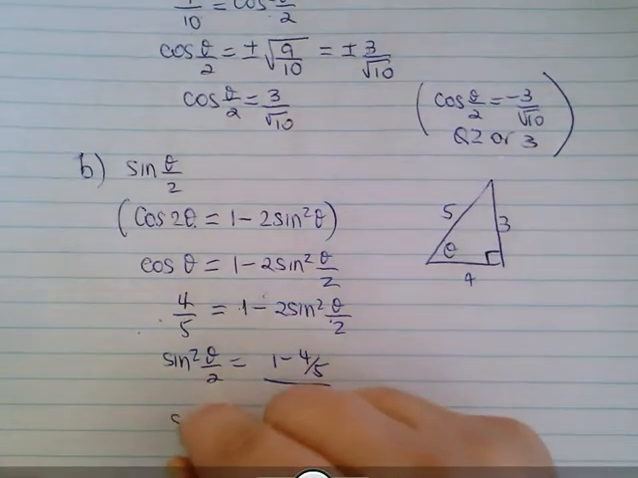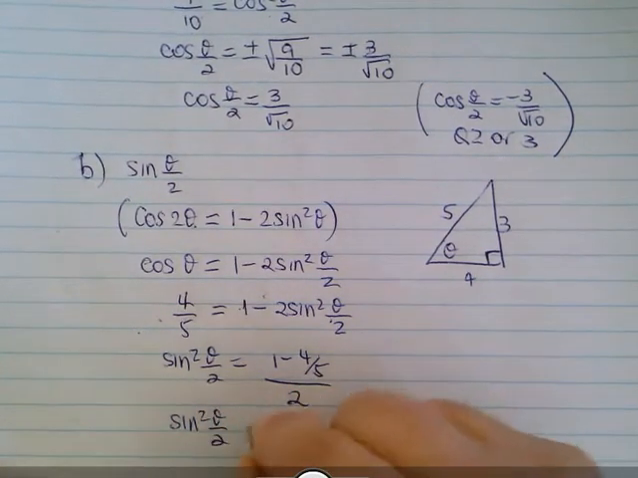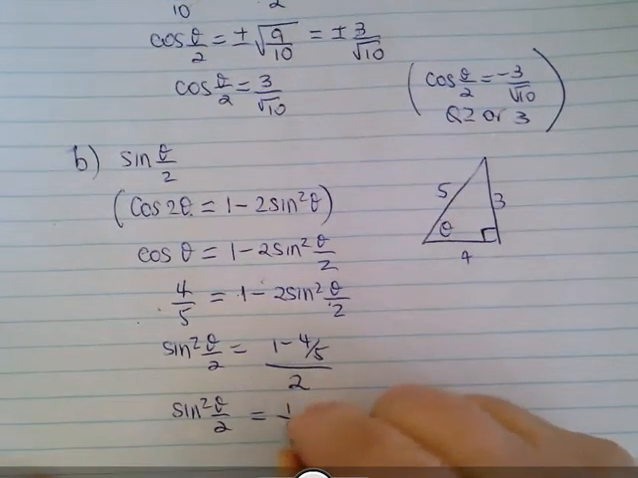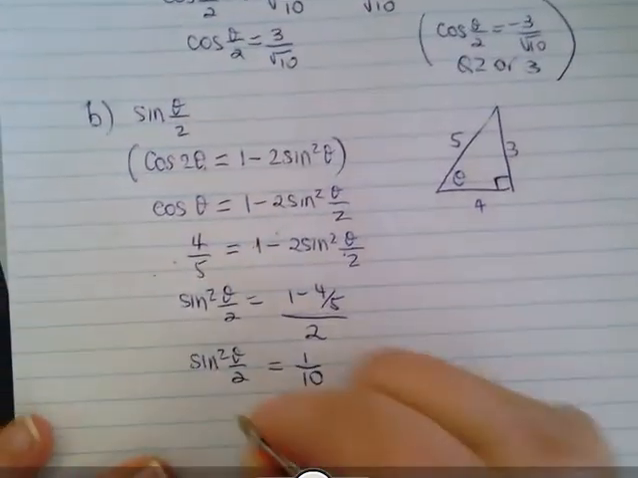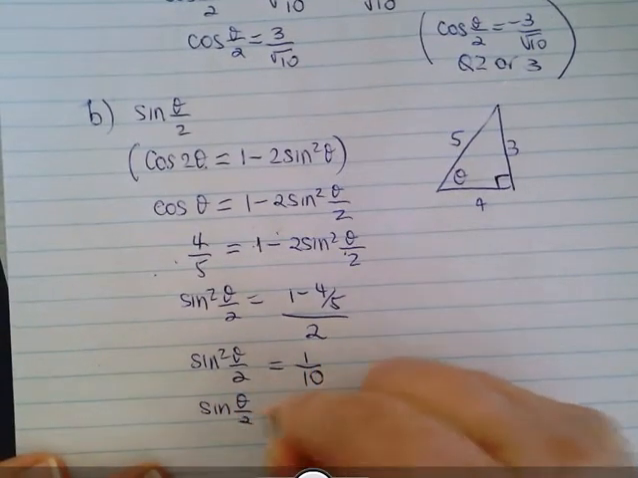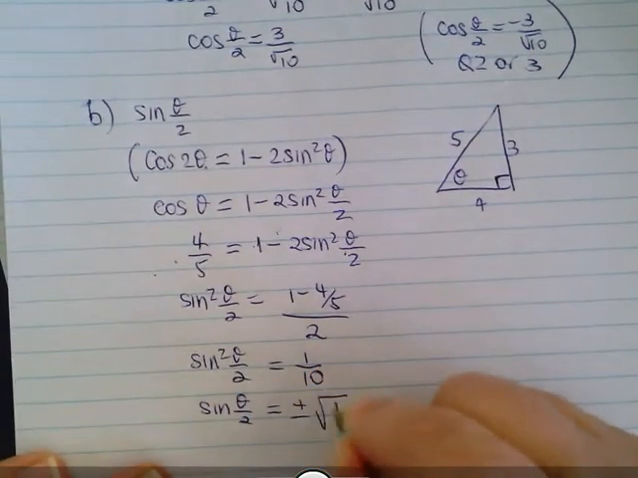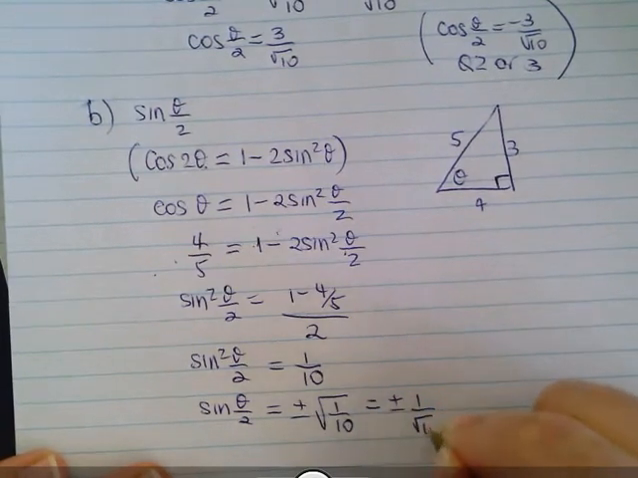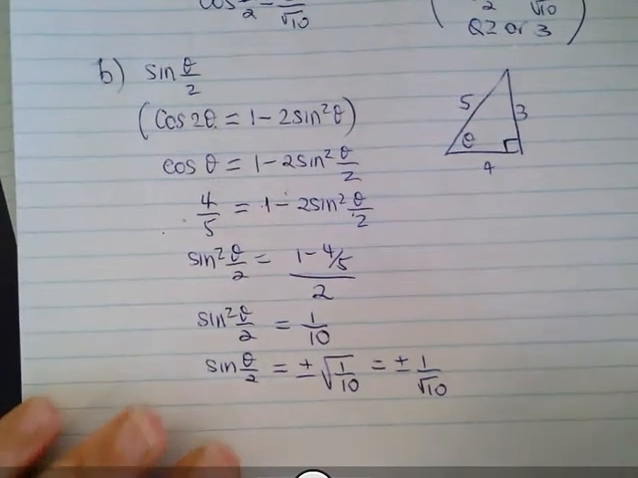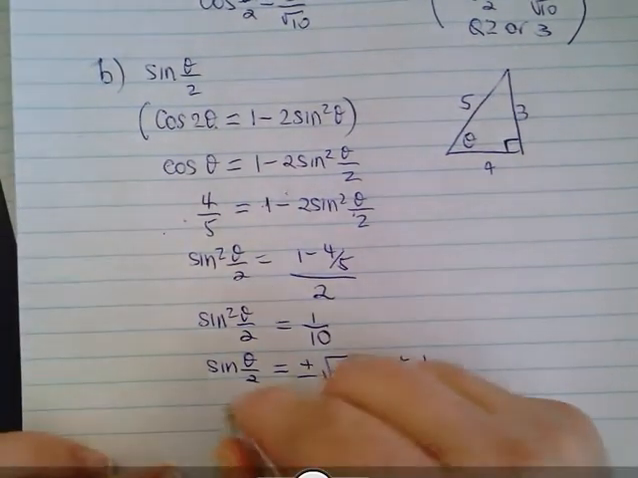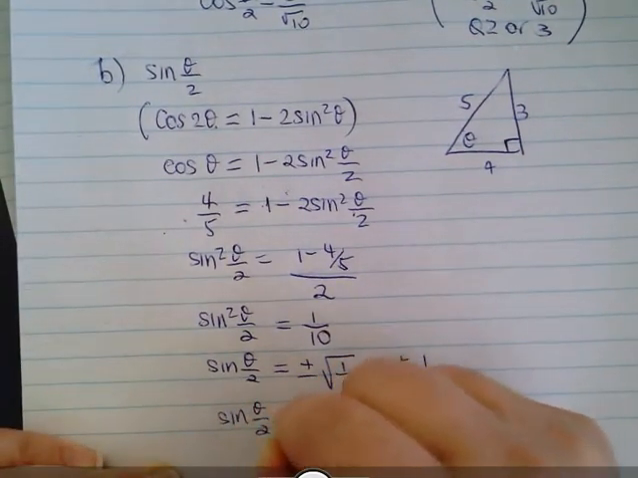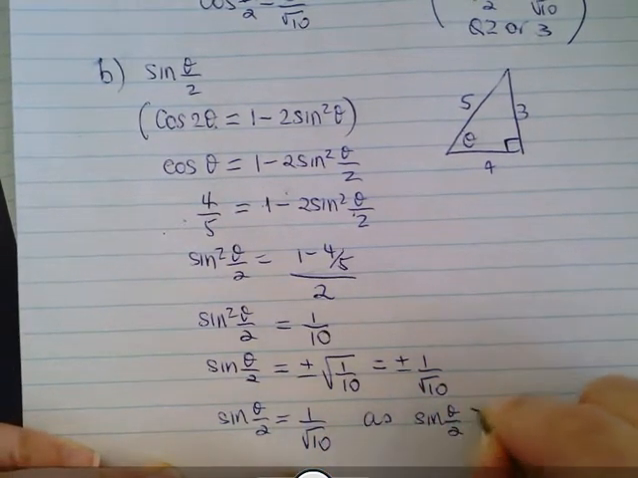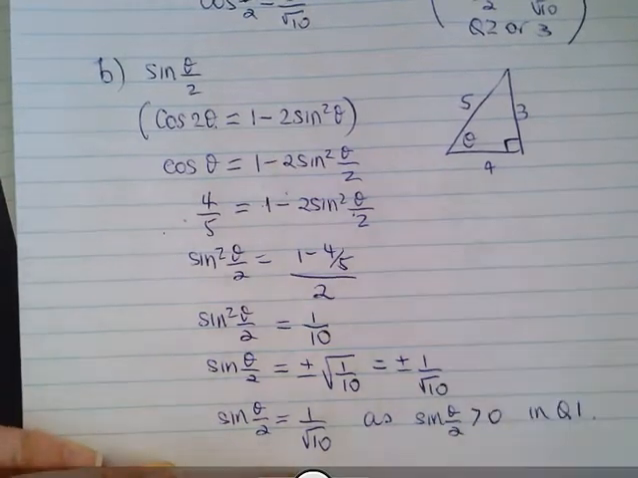Okay. So sine squared theta on 2 is 1/5 divided by 10. Isn't that 1/10? And sine of theta on 2 is plus or minus the square root of 1/10, which is plus or minus 1 on root 10. And again, quadrant 1. So sine theta on 2 equals positive 1 on root 10, as sine theta on 2 has to be greater than 0 in quadrant 1.